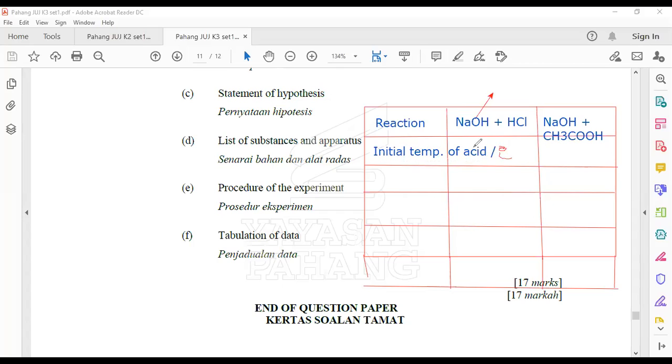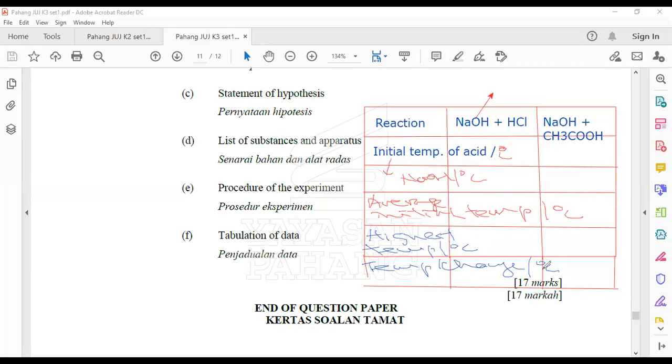This is the first column. Then the same thing, initial temperature of NaOH, degrees Celsius. Then for this part, because you have 2 solutions, you are going to have your average initial temperature, degrees Celsius. Next part here, you will have your highest temperature, degrees Celsius, and the last one, temperature change, degrees Celsius. And you are going to leave this part blank. Okay?